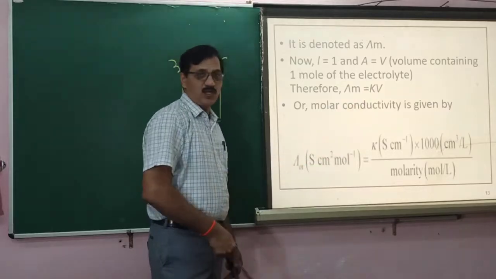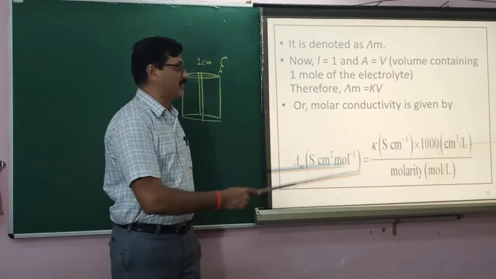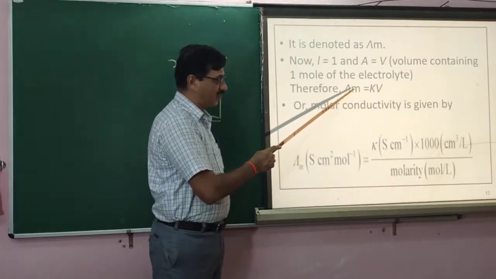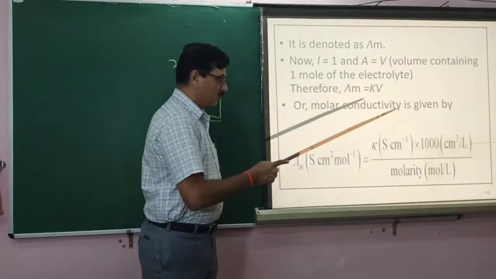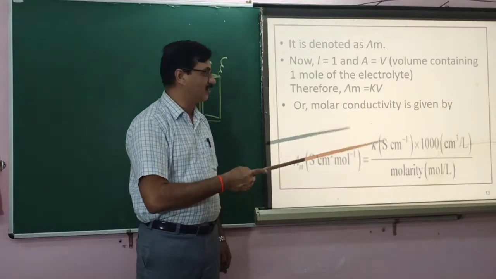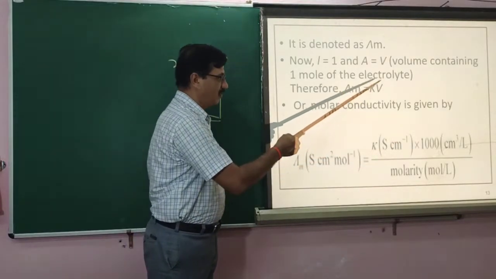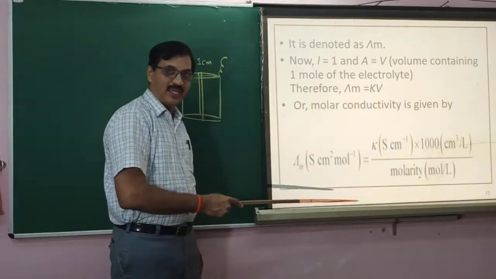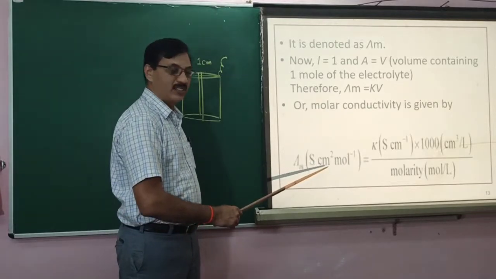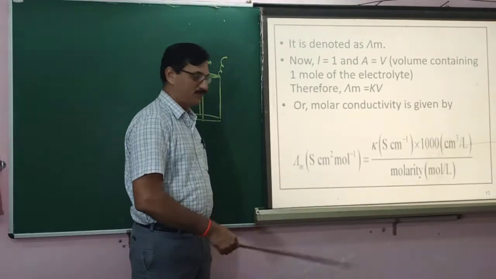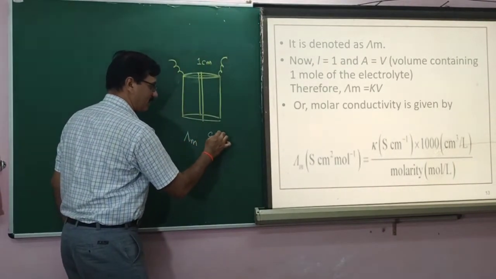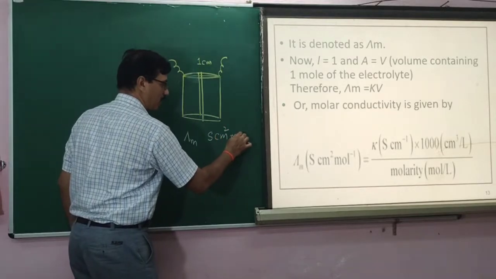Otherwise, since one mole of electrolyte is present in a definite volume, we can relate this molar conductivity with molarity also. So kappa divided by molarity, because volume and molarity are reciprocally related here. Let us try to see the units of that. Lambda m, the unit is S centimeter square per mole. This is the unit of lambda m.